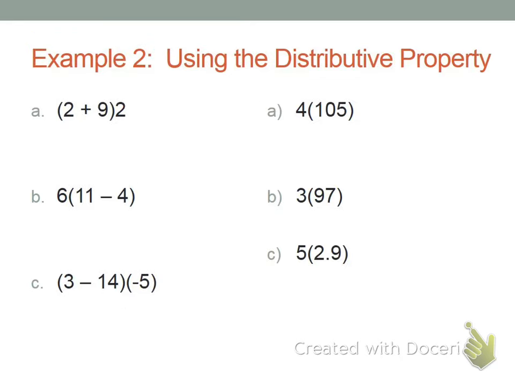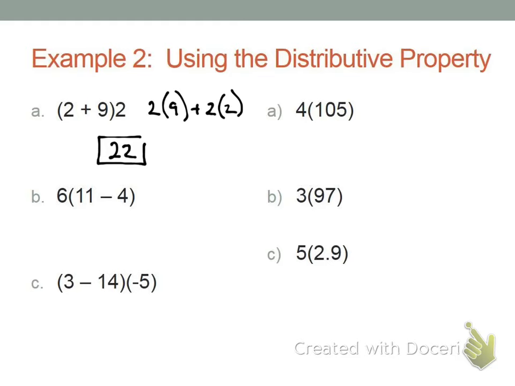All right, example 2. Now in example 2, the first 3 are exactly like we just did, okay? Except now I got a whole lot of negatives in there. You think you can deal with it? You think you can do it? We'll see. Okay, so example A, this is very similar. Okay, so I just do 2 times 9 plus 2 times 2. All right, and then I can solve. All right, 18 plus 4 is 22. All right, 22 is my answer.